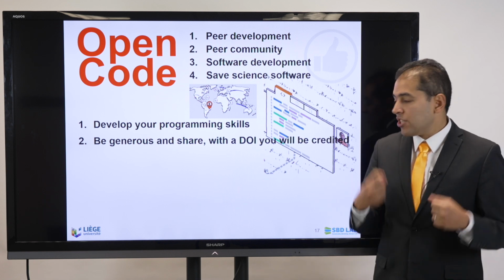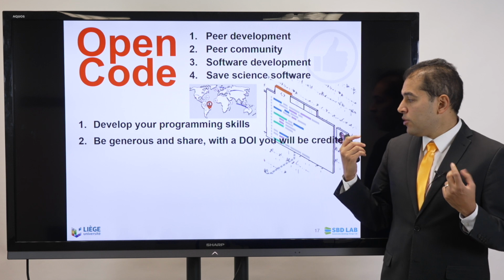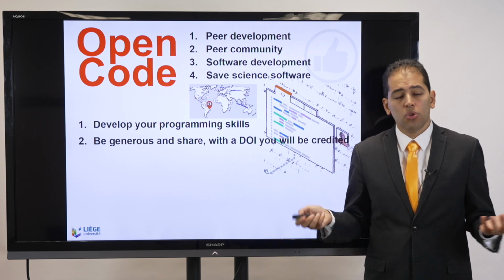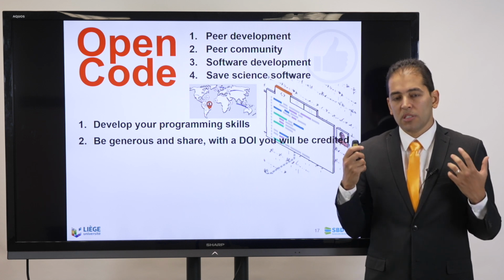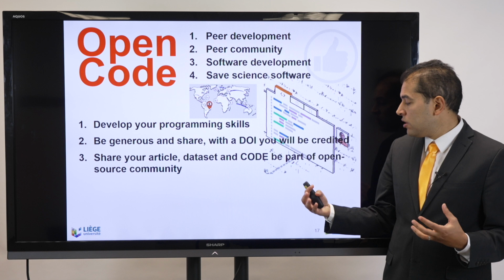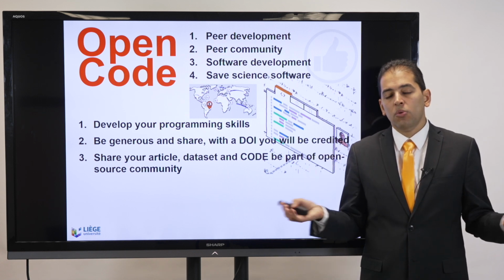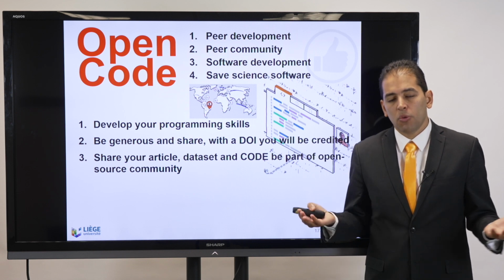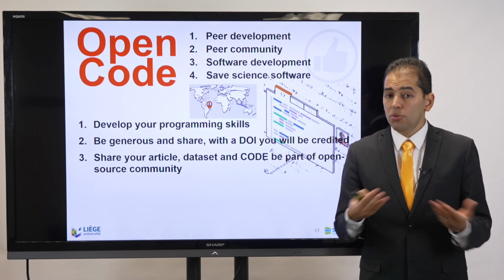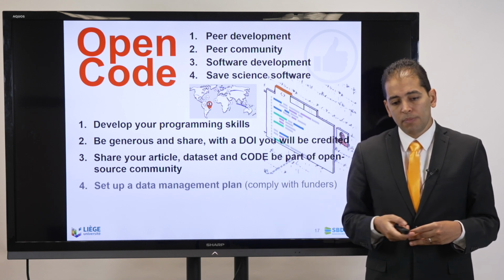Be generous and share. Don't be only thinking about yourself. Make sure that as long as you have a DOI, you will be credited, so there is no worry. So believe me, it is really rewarding. Share your article, data sets, and code and be part of the open source community. So today we are not only expecting you to share your article in open access or share your data set in open access. If you are also coding, do it. Then you are just going the extra mile, but it will be very rewarding.